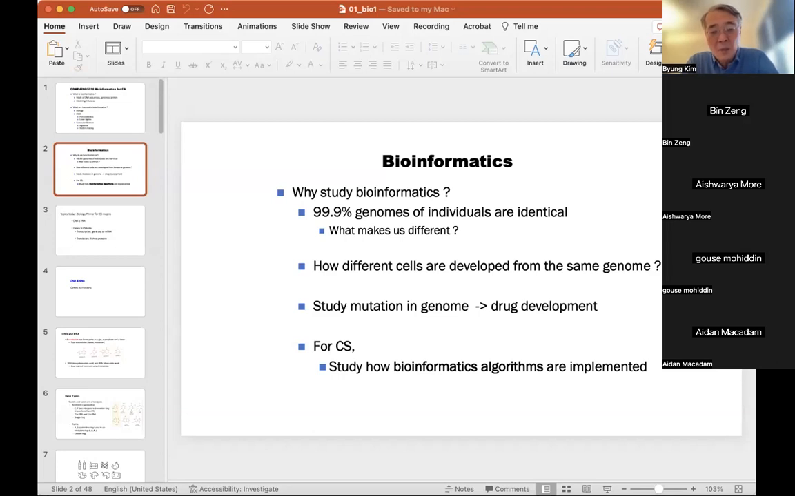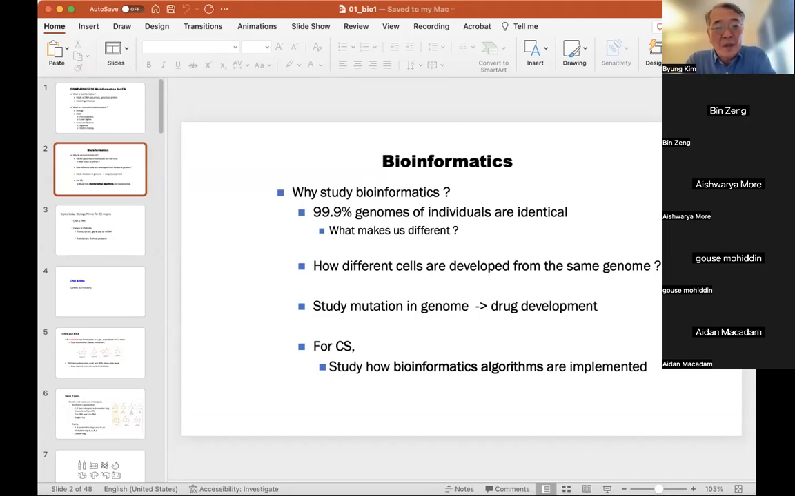And the same with the stem cell. If you implant a stem cell, for example, in a liver, then how does it know that it should develop into a liver cell, not a skin cell or other cells? So that's another big question that you can ask.